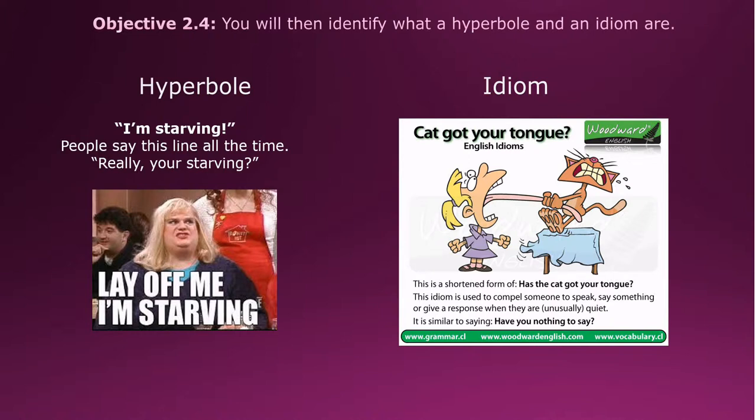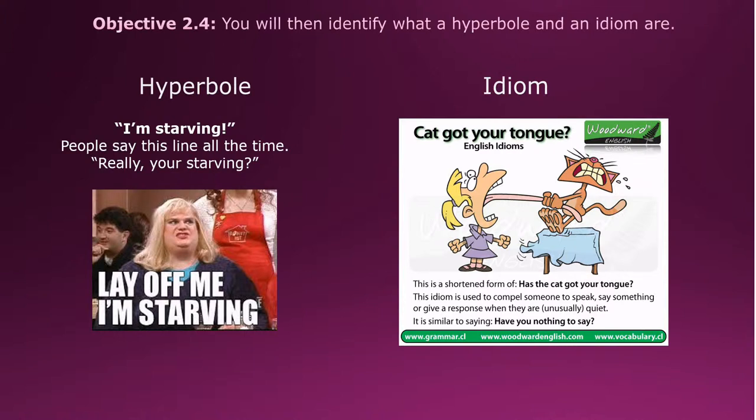Idiom. Cat got your tongue? Cat got your tongue is an expression. It is not comparing anything to anything else. However, it is still figurative language. It falls under the figurative language umbrella. This is a shortened form of has the cat got your tongue? This idiom is used to compel someone to speak, say something, or give a response when you're unusually quiet. It is similar to saying, have you nothing to say?